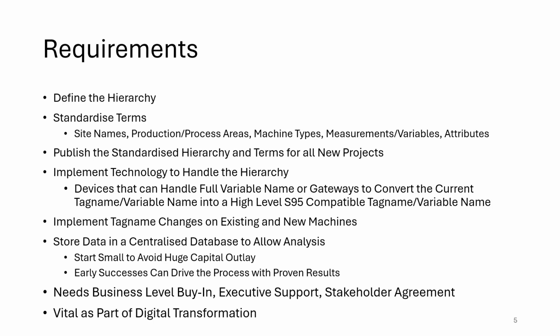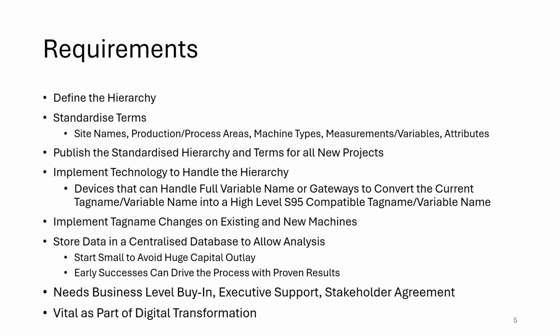Here are the requirements for a user to implement S95. You need to define which aspects of the hierarchy you're going to implement, and then you need to standardize terms, probably involving multiple people across the organization so that you can all agree. You need to decide on site names, production or process areas, machine types, measurements and variables and attributes, and possibly also thinking about how the plant may change or expand in future so that you can continue to use the same hierarchy as new items and new devices and new machines are added.